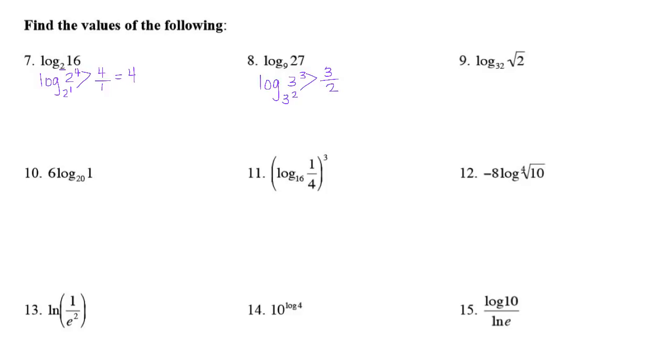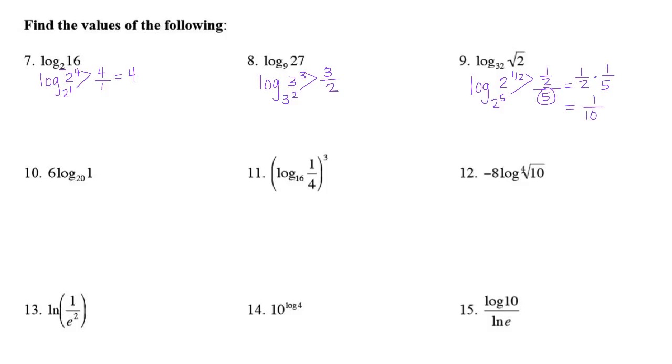And the same for number 9. Number 9, we have log base 32, which is 2 to the 5th, and 2 to the 1/2 is going to be square root of 2. And so when we put this together, that's going to be 1/2 over 5, and that's going to be 1/2 times this reciprocal, 1/5, and so we get an answer of 1/10.